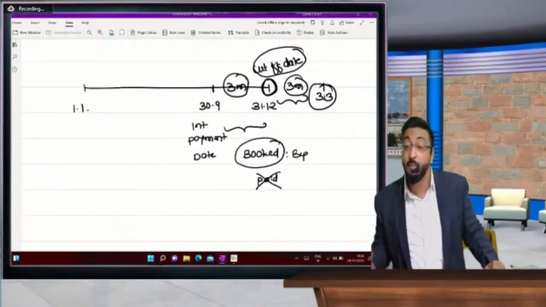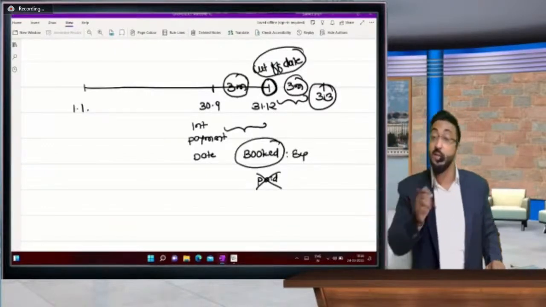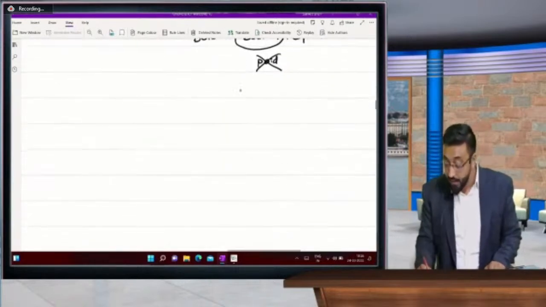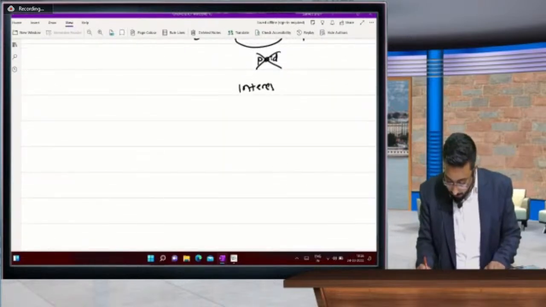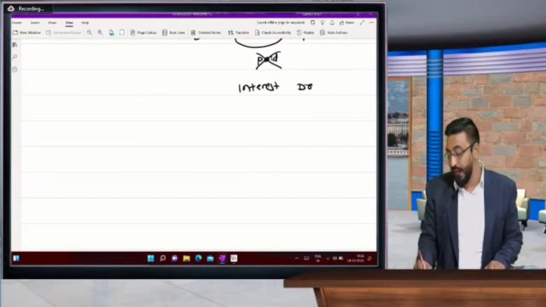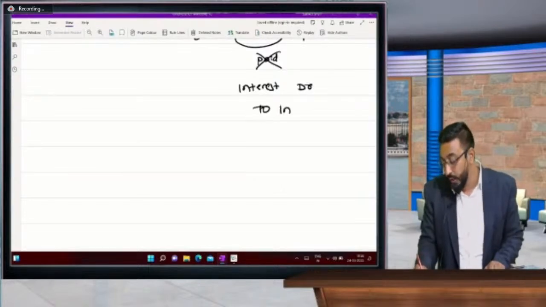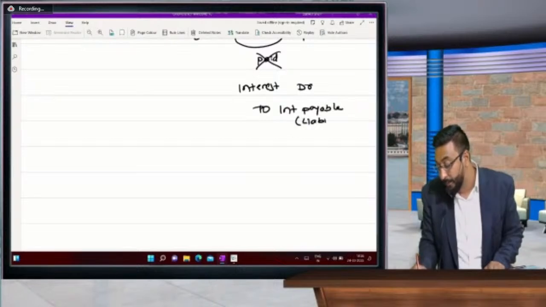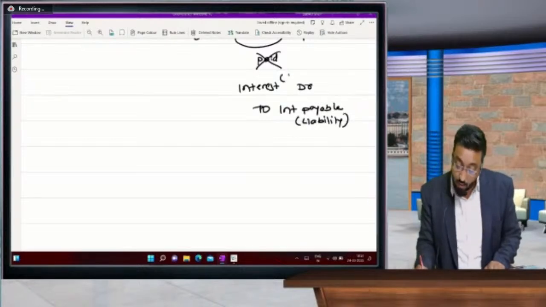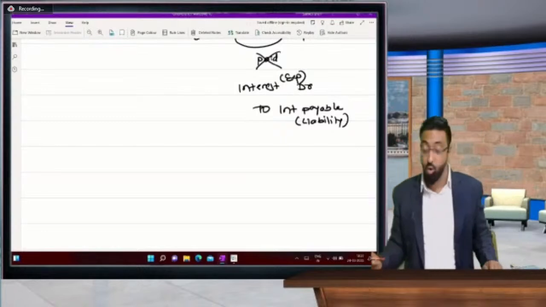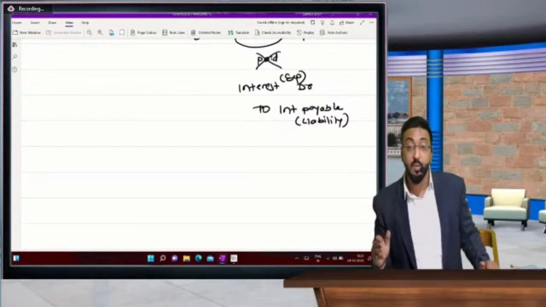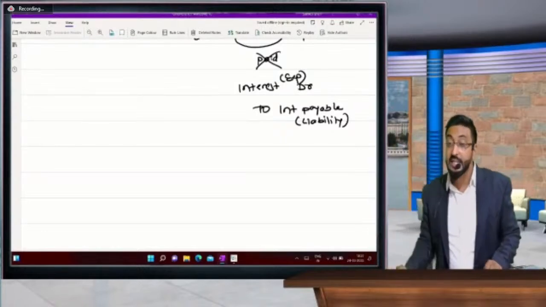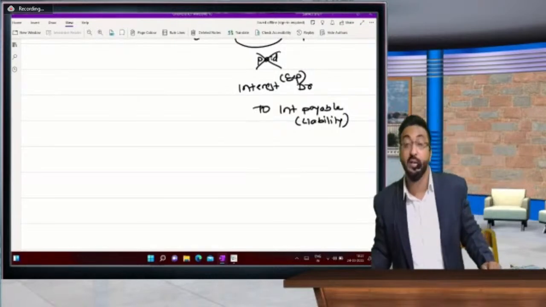कब बुक करना पड़ेगा? 31 दिसंबर को. सर 31 दिसंबर को एंट्री क्या करूंगा? इंटरेस्ट अकाउंट डेबिट. Interest is my expenditure to interest payable. Payable is my liability. Yes, sir, we are getting this concept. Very easy, sir. On 31st December, we are going to record interest expenditure account debit to interest payable.